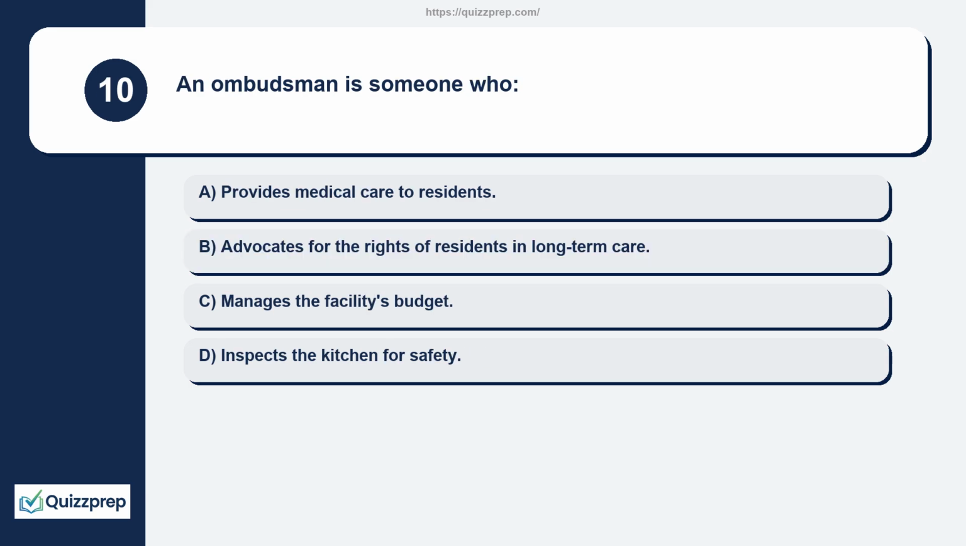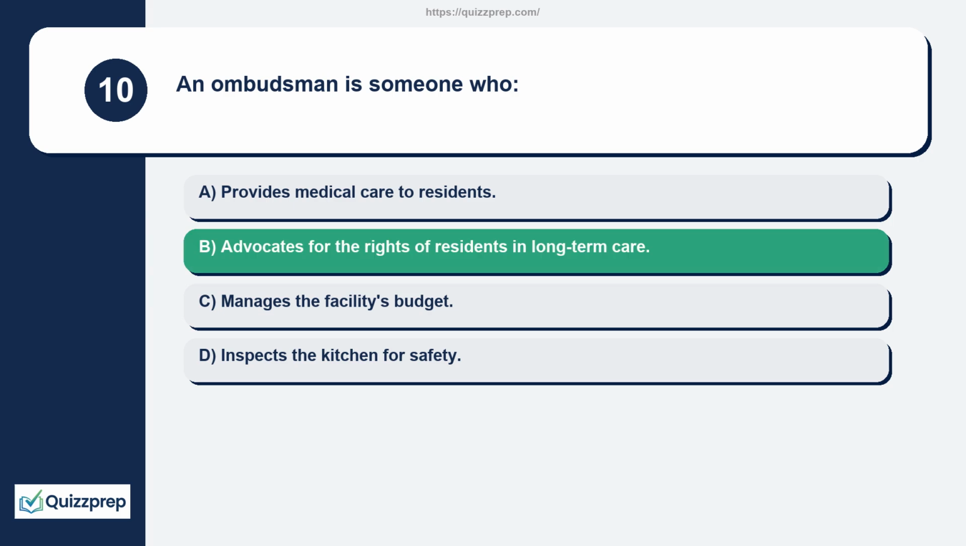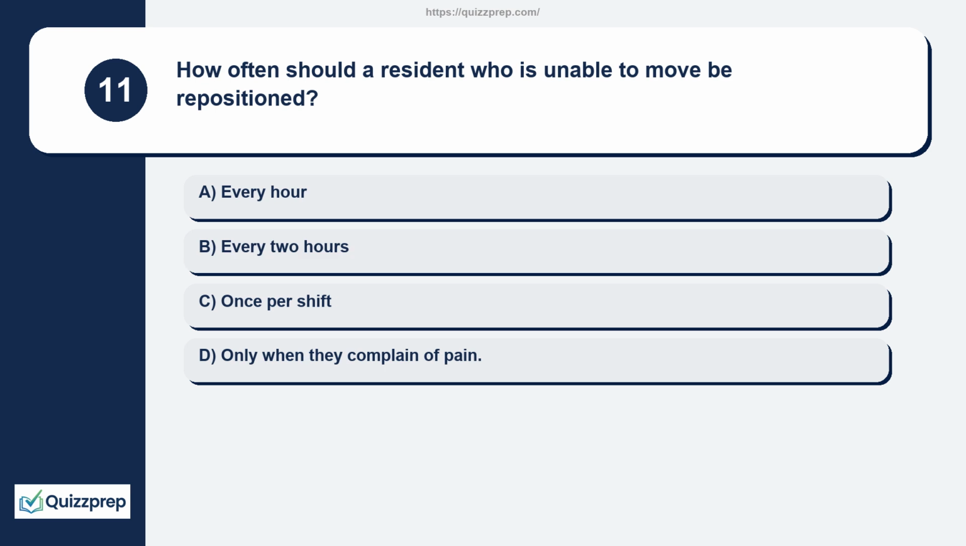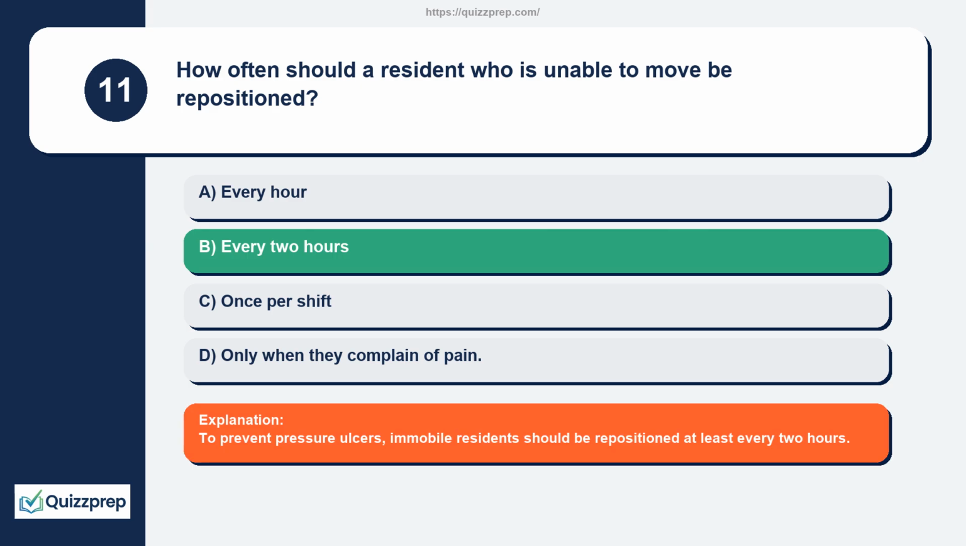Question 10. An ombudsman is someone who provides medical care to residents, advocates for the rights of residents in long-term care, manages the facility's budget, inspects the kitchen for safety. An ombudsman is an official advocate who helps resolve complaints and protect resident rights. Question 11. How often should a resident who is unable to move be repositioned? Every hour, every 2 hours, once per shift, only when they complain of pain. To prevent pressure ulcers, immobile residents should be repositioned at least every 2 hours.